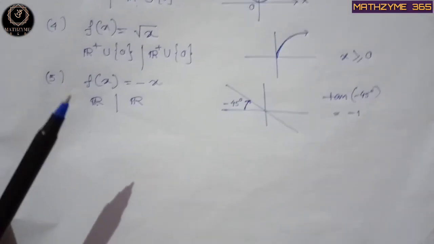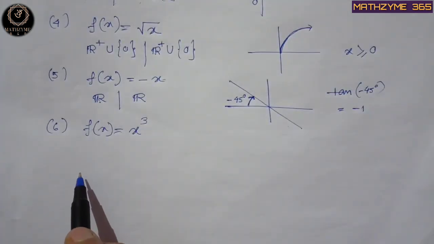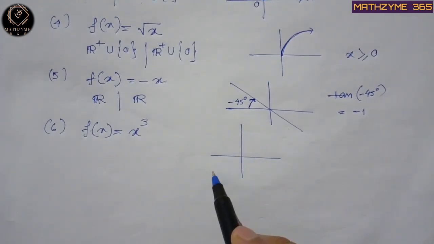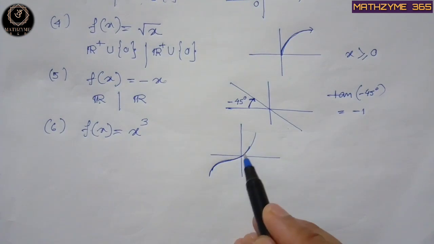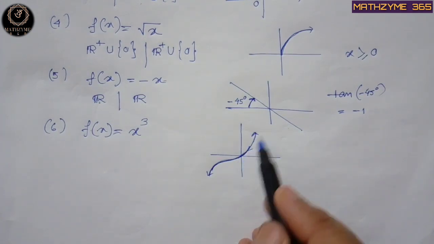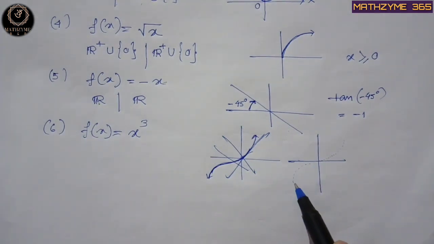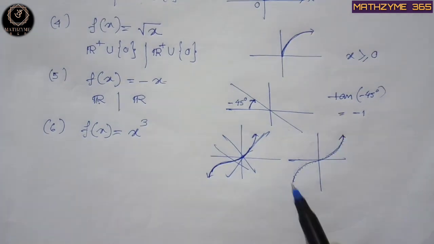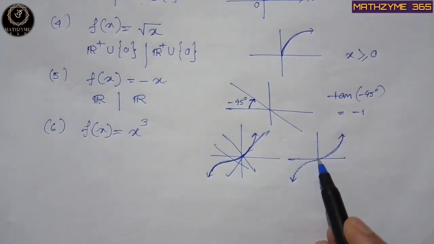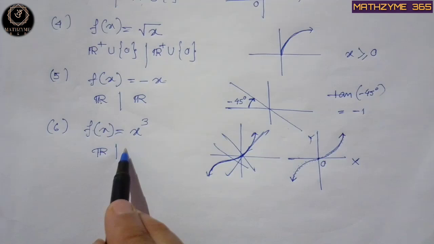Now our next function is f(x) = x cube. Here, this is a cubic function and the graph is a curved line passing through the origin, obviously. So the graph is like this. This is the x cube graph passing through O, that is the origin. Okay, now here the range and the domain are the same, that is, the real numbers.